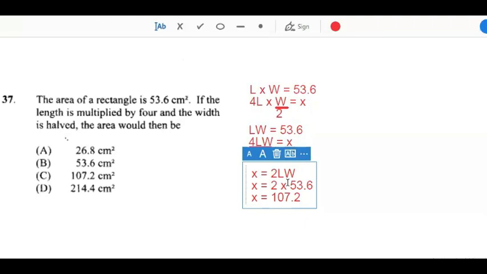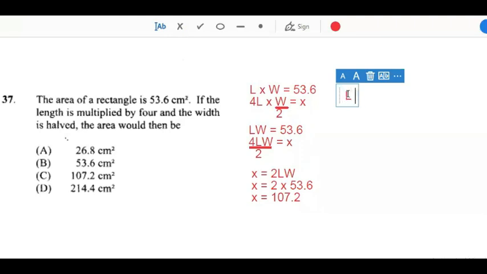Or you could work it the other way that I did, where I literally inserted a number in the formula, solved for the width, and then used the scenario that the question gave. So this is how I did it. I said length multiplied by width is equal to 53.6. This is just rough working, so I'm trying to find two numbers that would multiply to give me 53.6. I'm assuming that the length was 8.